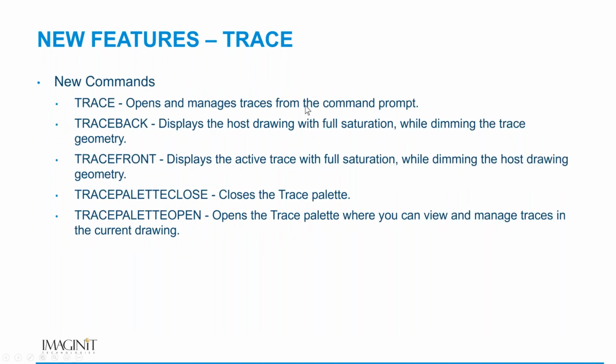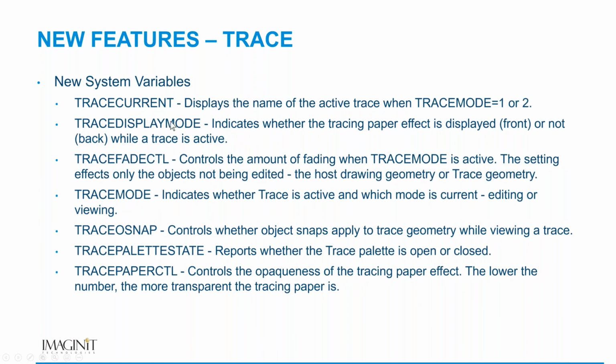Okay, Trace opens and manages traces from the command prompt. Trace back displays the host drawing with full saturation while dimming the trace. Trace front displays the active trace with full saturation, dimming the host drawing in the background. Trace palette closed, trace palette open, and some new system variables here. Trace control displays the name of the active trace when trace mode is 1 or 2. Trace display mode indicates whether the tracing paper effect is displayed front or back. Trace fade control controls the amount of fading. Trace mode indicates whether or not the trace is active and which mode is current, editing or viewing. Trace O-snap controls whether or not object snaps apply to trace geometry.